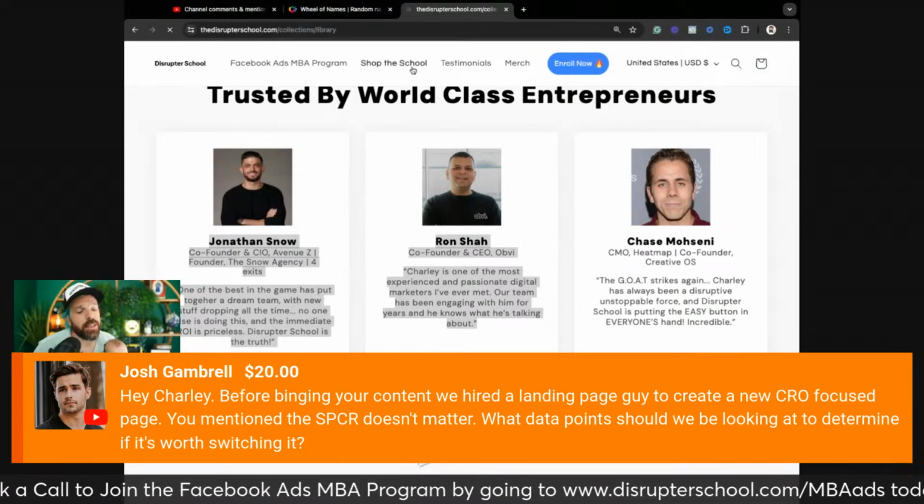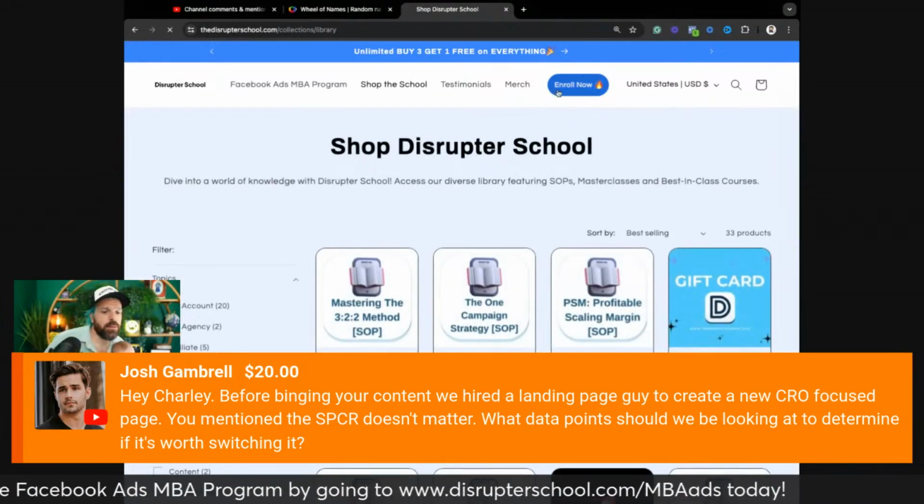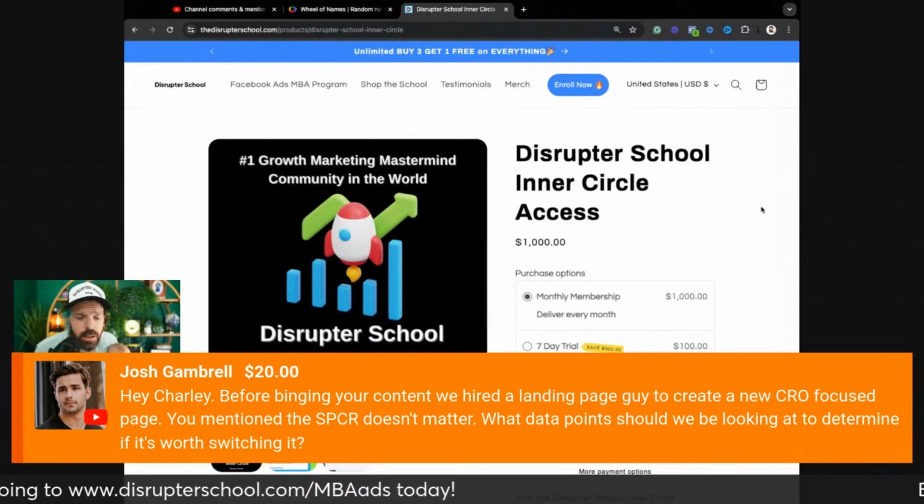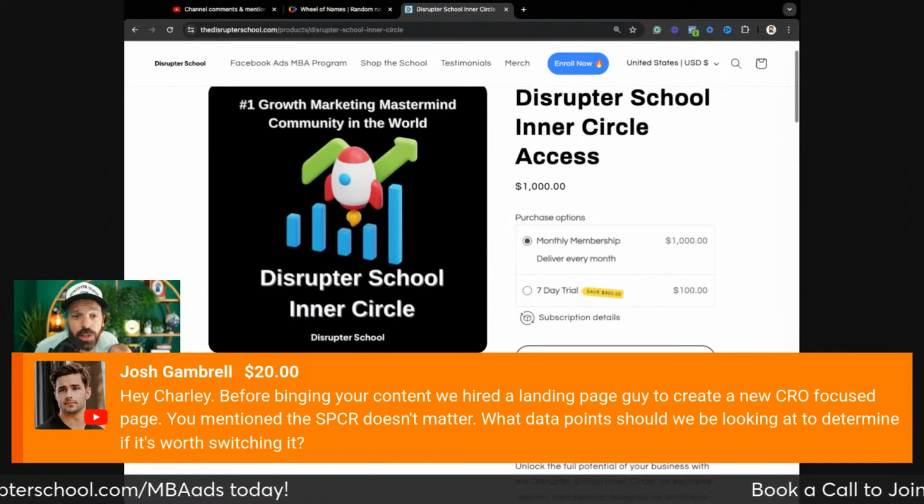For instance, I'll just give an example. So for instance, this page that you see here, Josh, this page looked different before.